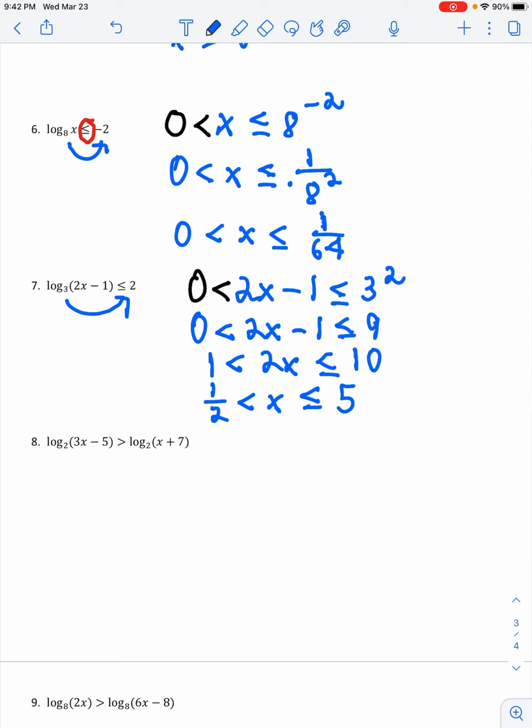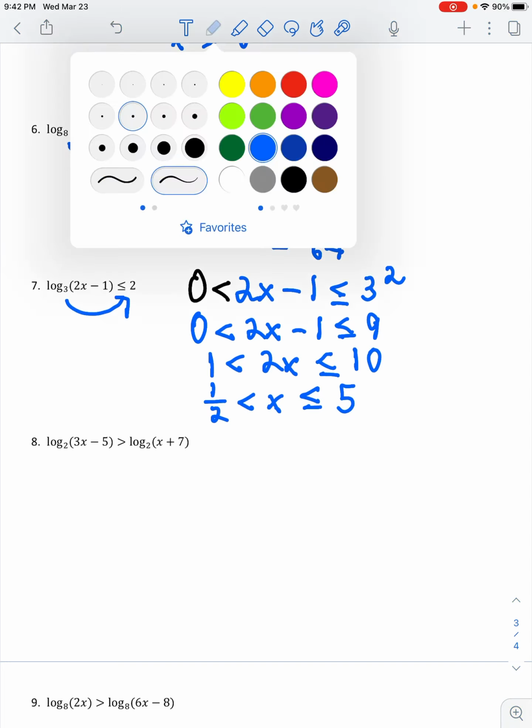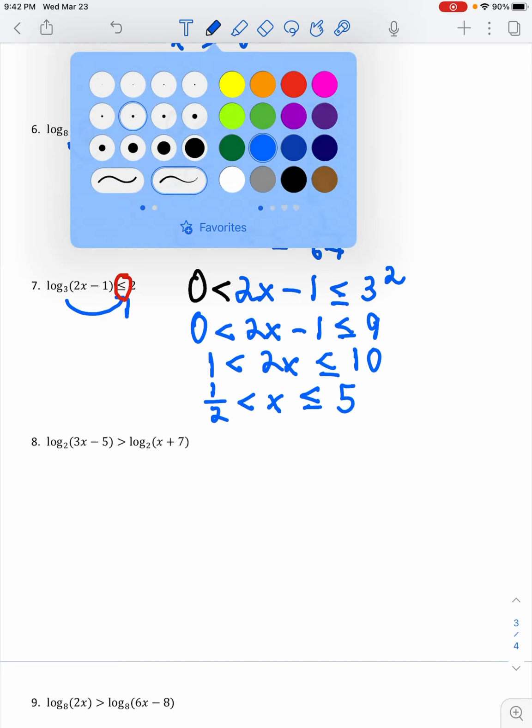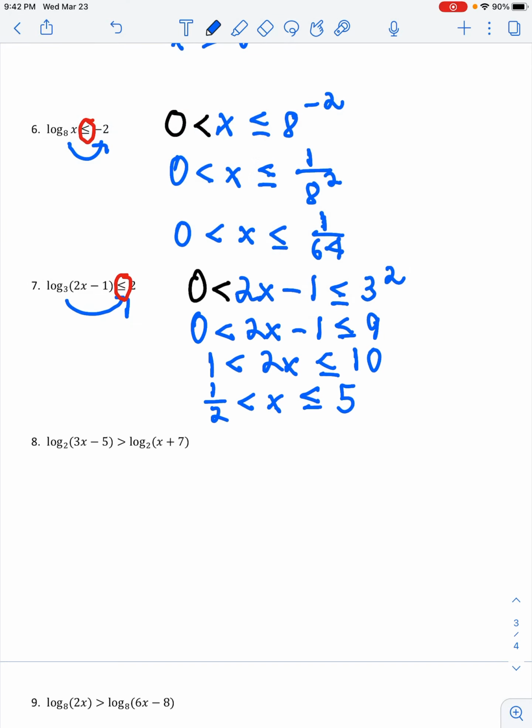So now I've solved number 7 with the same high alert that I had in number 6, again because of that inequality symbol. And you just have to be really alert for that so it does not become an issue for the argument becoming negative or 0.